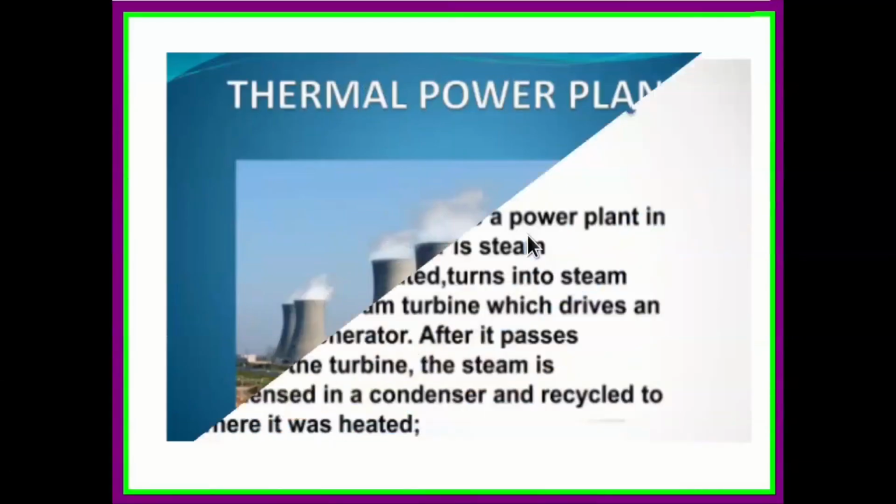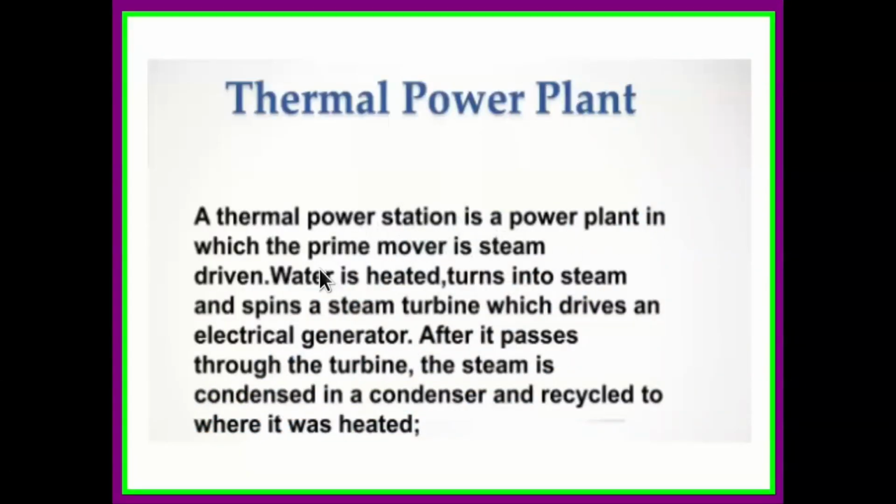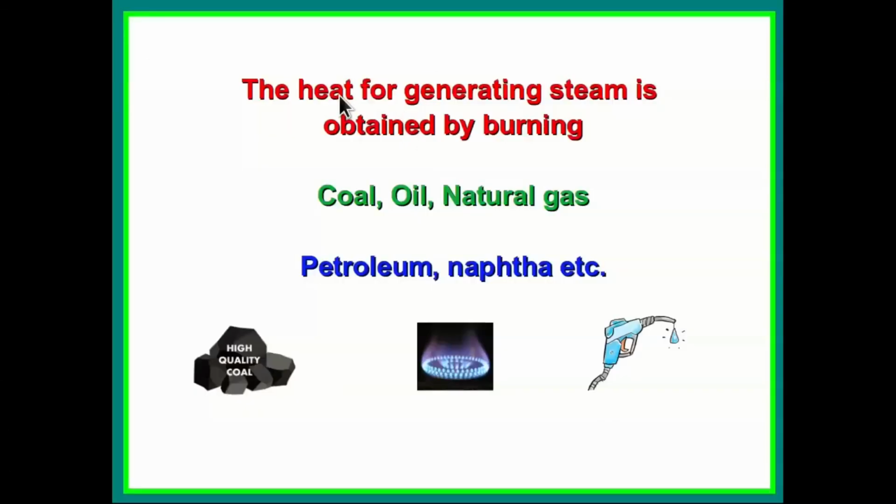The thermal power station is a power plant in which the prime mover is steam driven. Water is heated, turns into steam and spins a steam turbine, which drives an electrical generator. After it passes through the turbine, the steam is condensed in a condenser and then recycled to where it was heated. The primary heat for generating steam is obtained by burning coal, oil, natural gas, petroleum, naphtha, etc. So these are essentially the non-renewable energy sources.